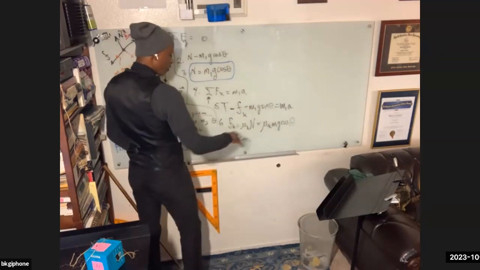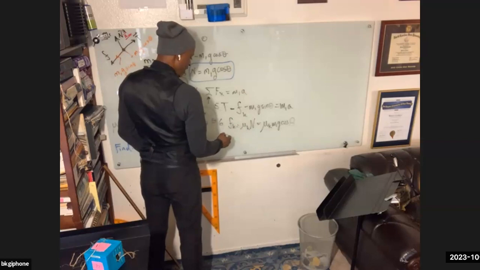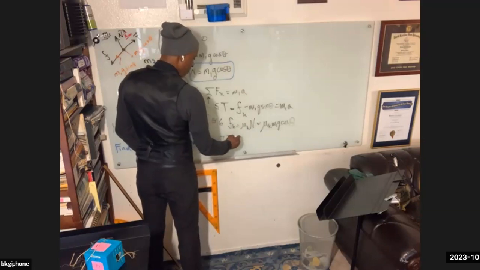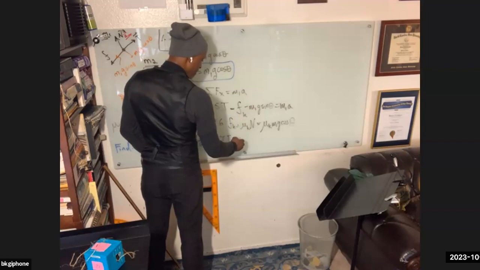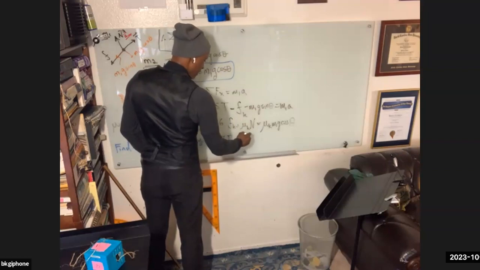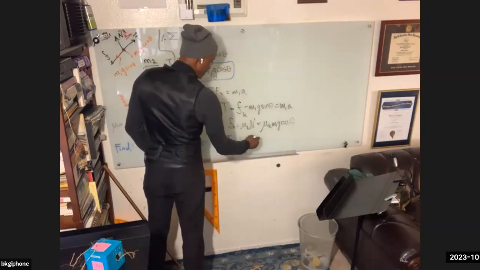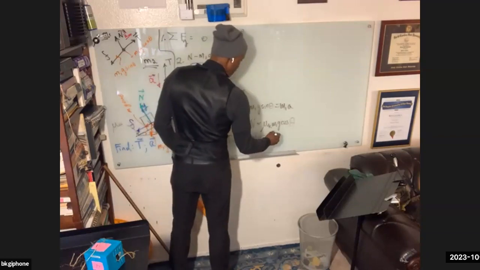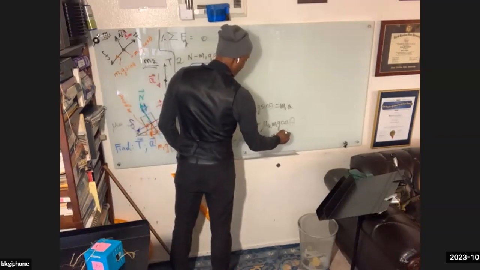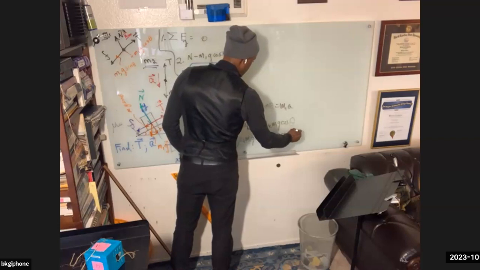So we then put all that in, and so now we have T minus mu k m1g cosine theta minus m1g sine theta equals m1a.